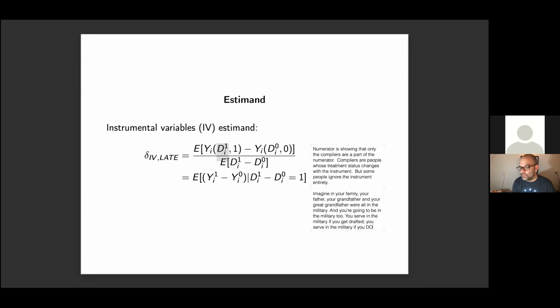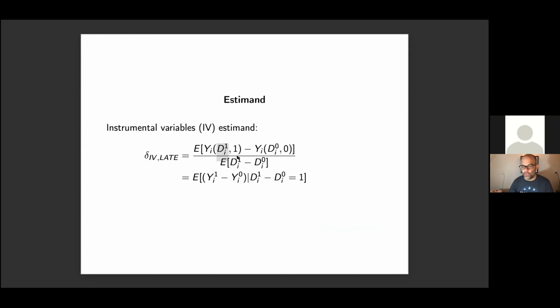If you don't get drafted, you still serve. That does not violate monotonicity. Monotonicity was about weakly positive. It allows for zeros, just not those negatives and positives.